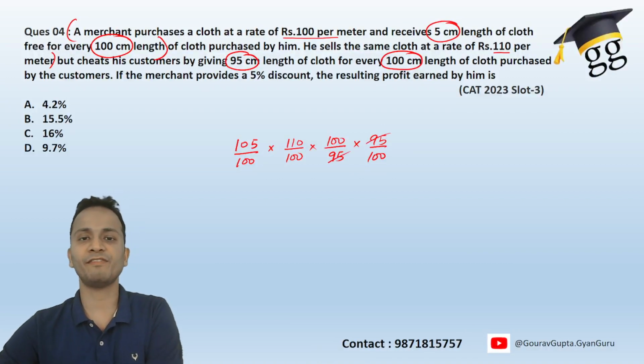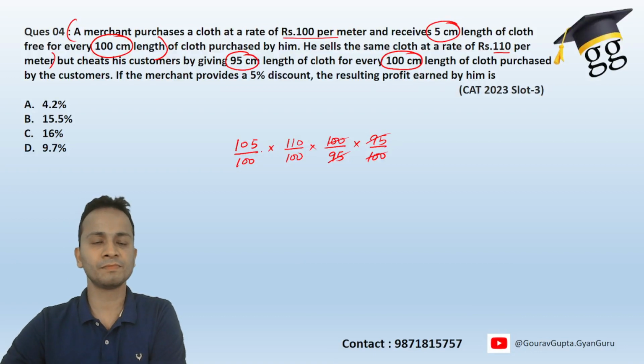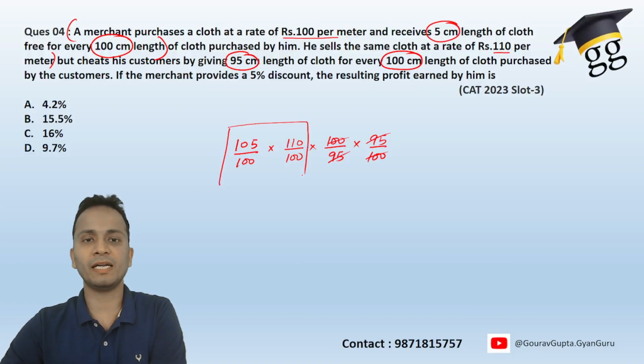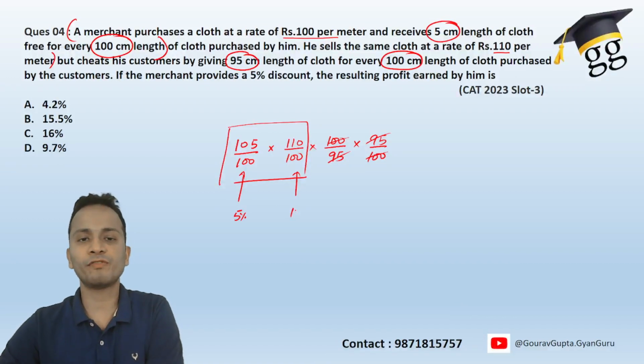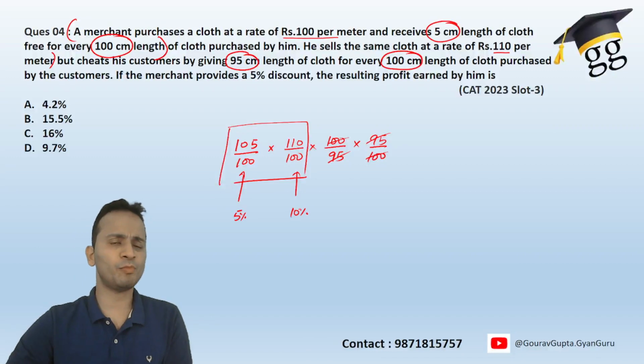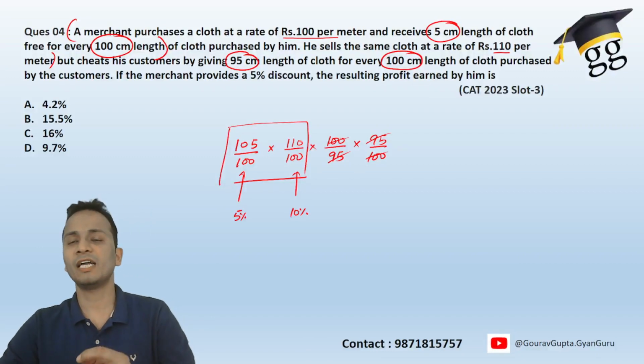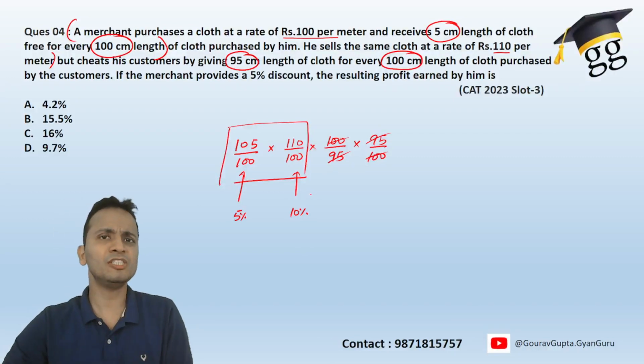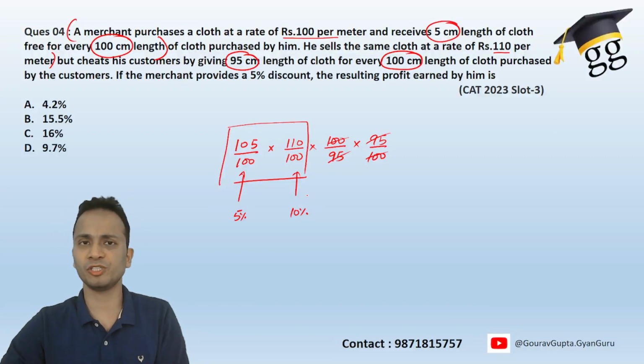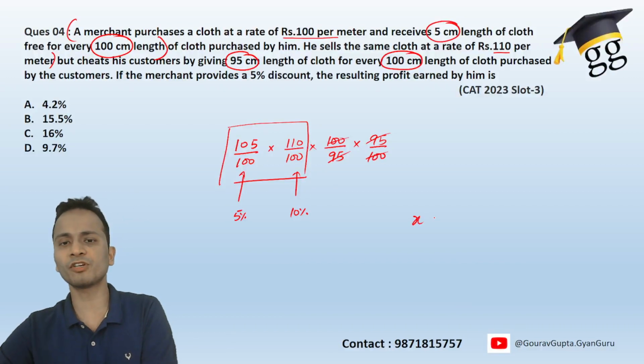So 95, 95, 100, 100 will get cancelled. Okay, now look at this part. This is the same as a 5% profit followed by a profit of 10%. 105 upon 100 is a 5% profit, 110 upon 100 is a 10% profit. So a 5% profit followed by a profit of 10%. That means you can apply the concept of successive percentage change. The formula for the same is x plus y plus x into y upon 100.